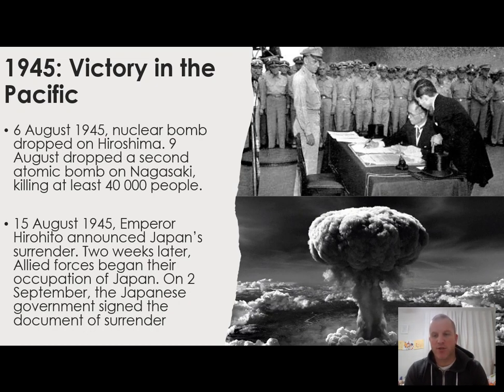Obviously, this is a contentious issue. It depends which way you fall, whether you support what the Americans did or not. President Truman's reasoning for dropping the bomb was that to invade Japan would cost at least another 1,000,000 American lives, let alone Japanese lives.